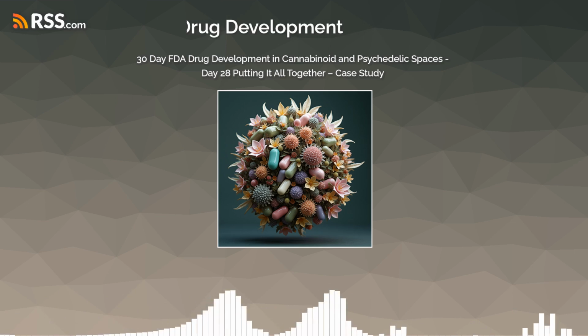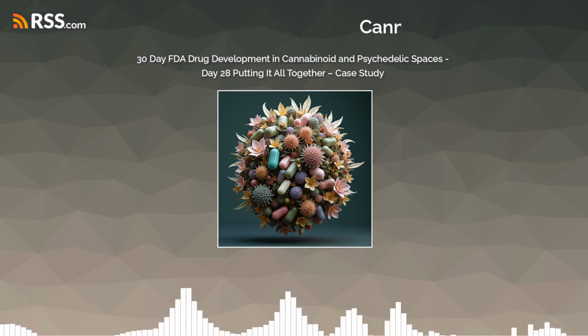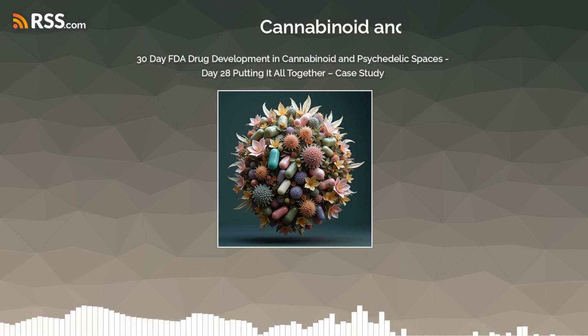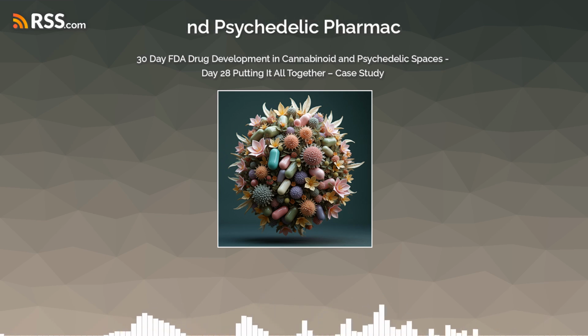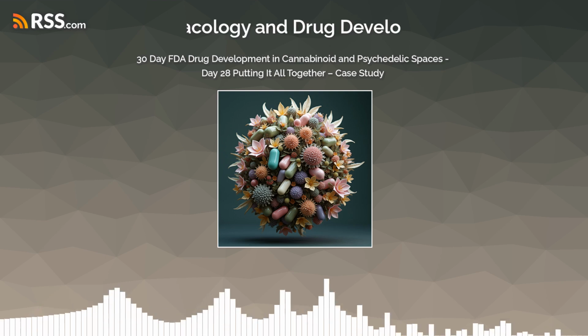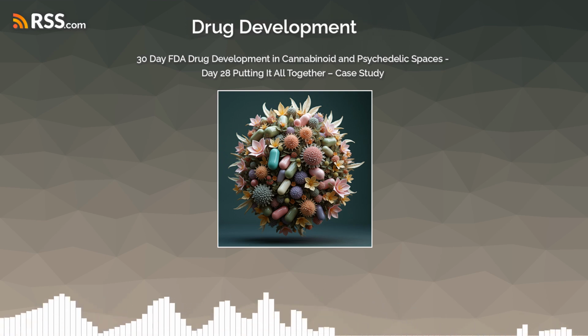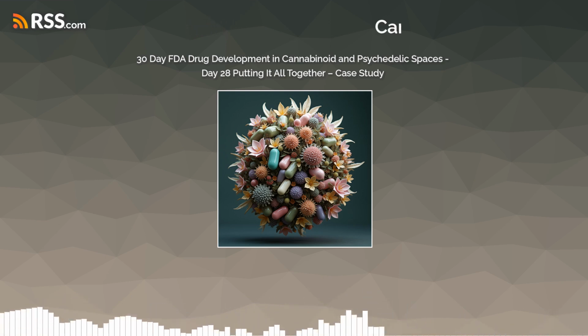Absolutely. The label should clearly state that psilocybin can interact with certain medications and that it's not suitable for everyone, especially individuals with a history of certain mental health conditions. So the label serves as a reminder that psilocybin is a really powerful substance that should be used responsibly and under the guidance of a qualified healthcare professional.